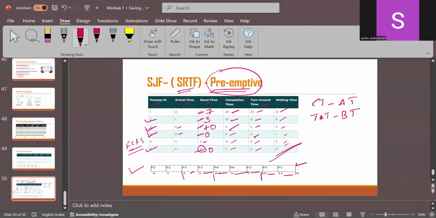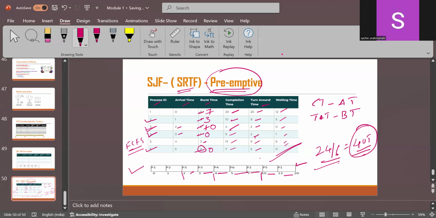So what is the average waiting time for this? The average waiting time is 24 by 6, which is equal to 4 units of time, right? So this is the expected answer. Usually the problems will be asked something like this. They will give you the process IDs, the arrival time, and the burst time. You have to draw the Gantt chart. Through this chart, calculate the completion time, turnaround time, and waiting time. And they will ask you for the average waiting time or average turnaround time.